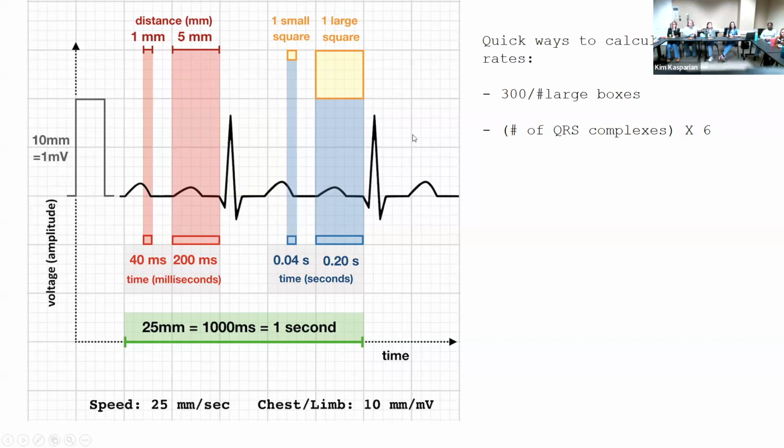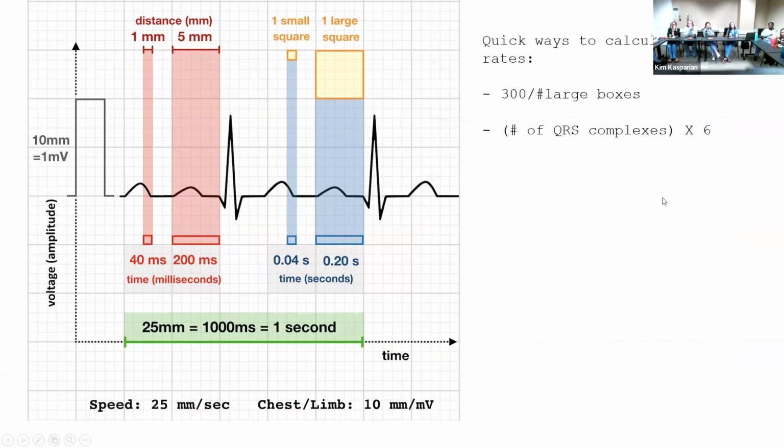So a couple quick ways to calculate your rate. First of all, you can look at how many large boxes are in between the R waves. Take the number 300 and divide it by the number of large boxes between the R waves. If there's one box, that means the rate is 300 beats per minute. If there's two boxes, the rate is 150 beats per minute, and so on. And you can apply that to P waves as well to get atrial rates.